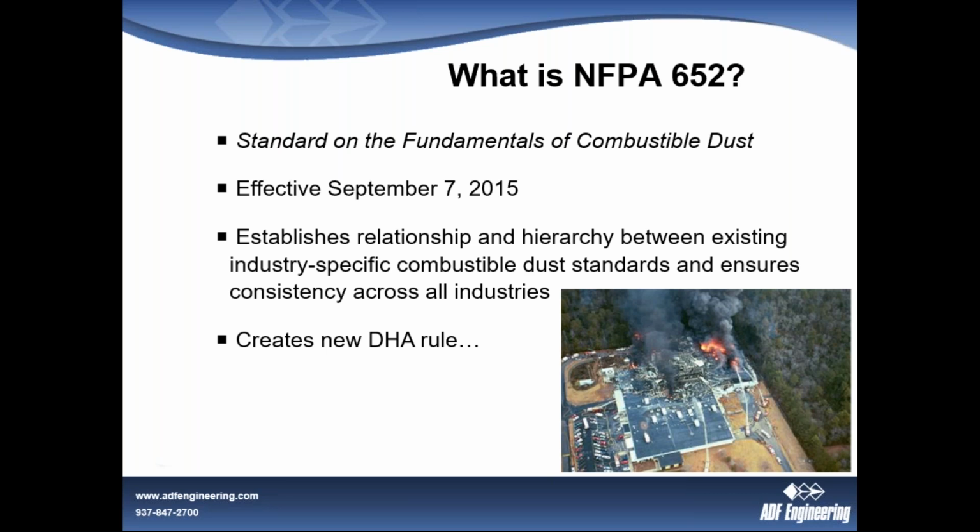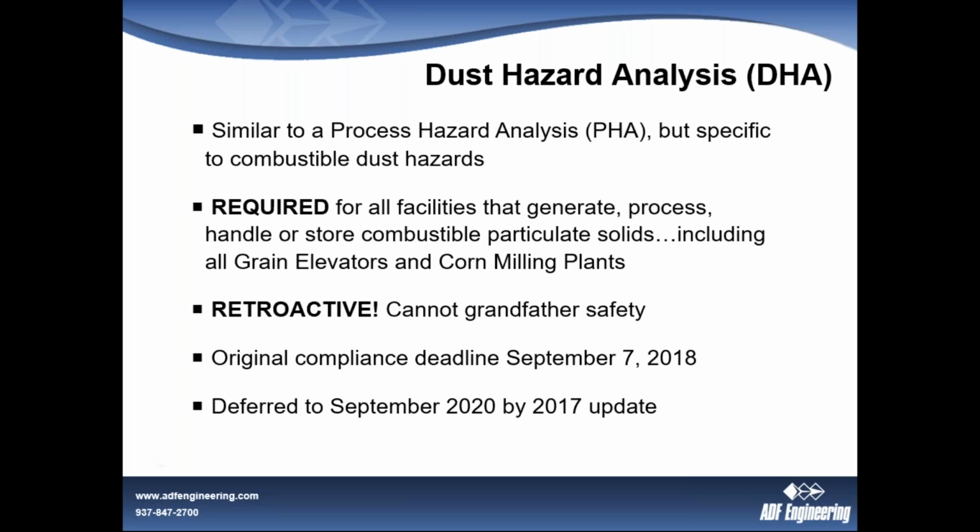The one new thing that 652 created that didn't really exist before was the rule requiring a dust hazard analysis. A dust hazard analysis, of course, is like a PHA, similar but different in that it is focused primarily on the dust hazards. This is required for all facilities that generate, process, handle, or store combustible dust. It is not specific to any one industry, but is also retroactive. No matter how old your facility is, you need to have a DHA in place.